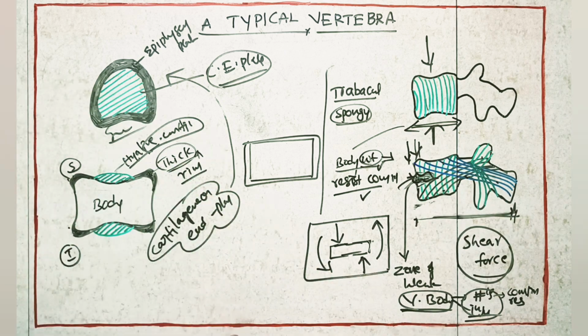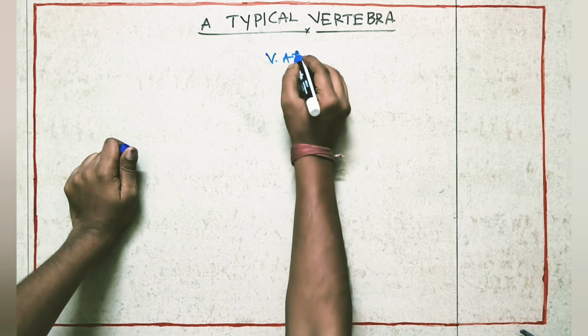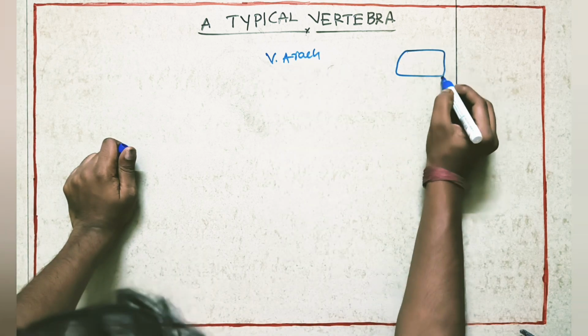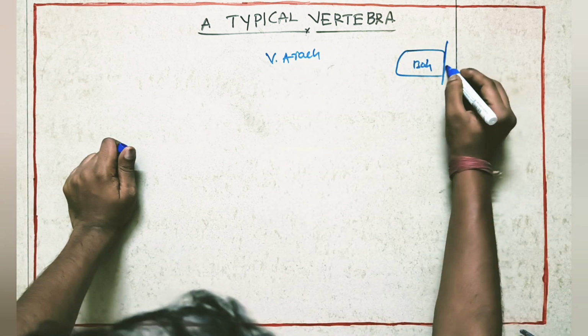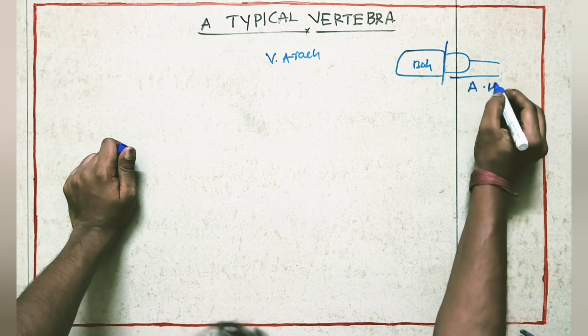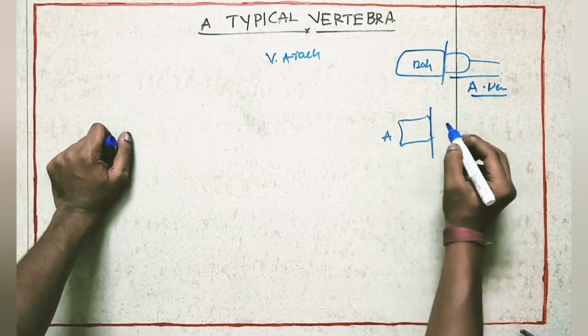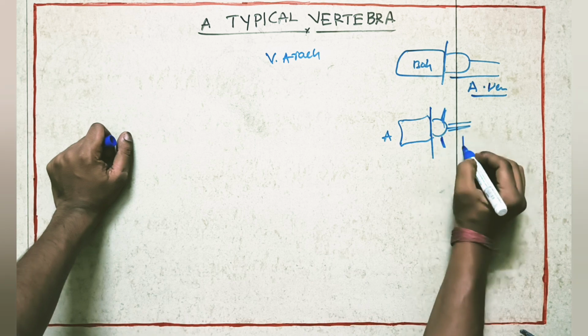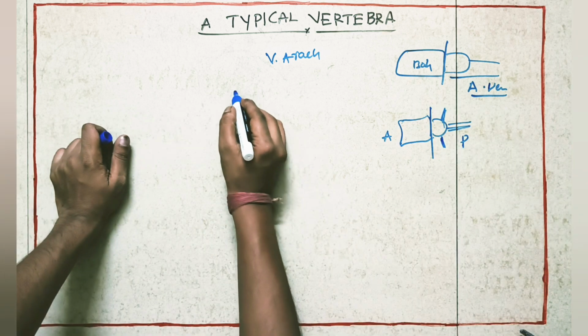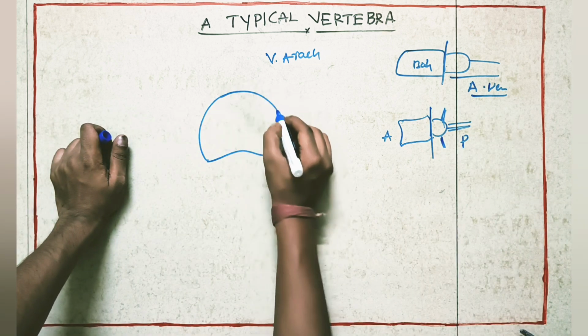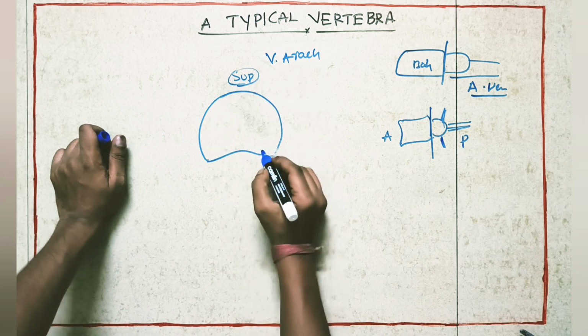Now we'll see the vertebral arch. Till now we discussed the body of the vertebra. Now we'll see the arch of the vertebra. If we see our vertebra like this, this is the anterior portion, and the arch with the neural portion is the posterior portion. Suppose this is the body of the vertebra; we are seeing it superiorly.